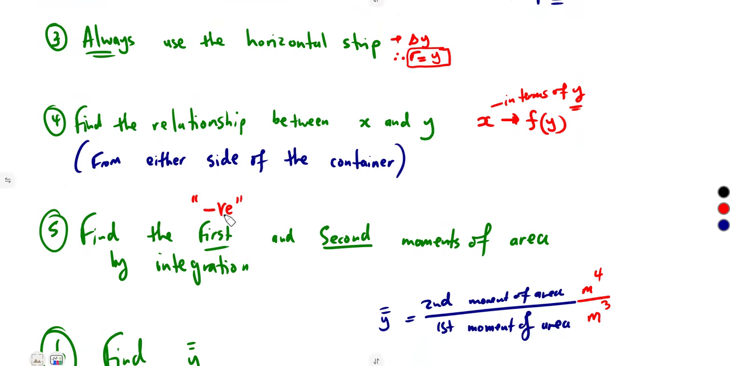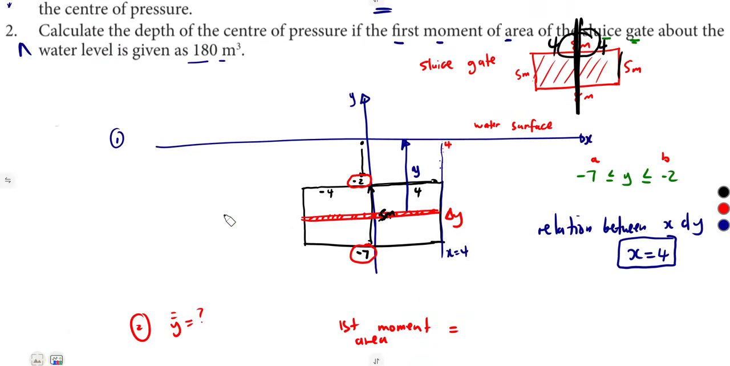Do not forget that. Your first moment of area is supposed to be a negative value. There they just gave you the magnitude, but you must know that according to the method you're using, it's negative. So that's negative 180 cubic meters. If you were not given and you are the one calculating, you're going to see that your answer is negative 180. But for the sake of time, we are going to calculate it on another question. For this one, we are already given. Let's just leave it like this.